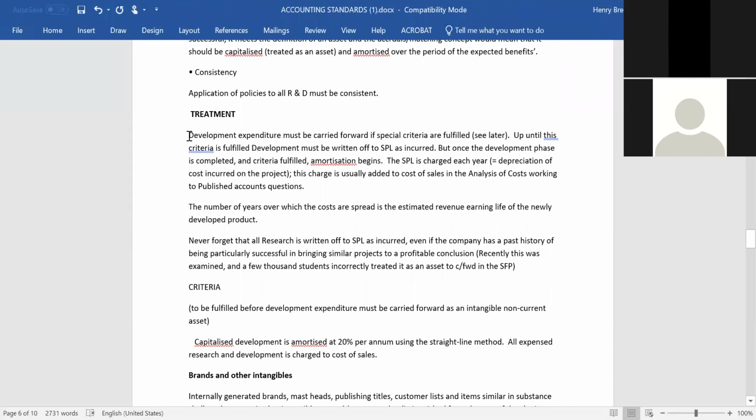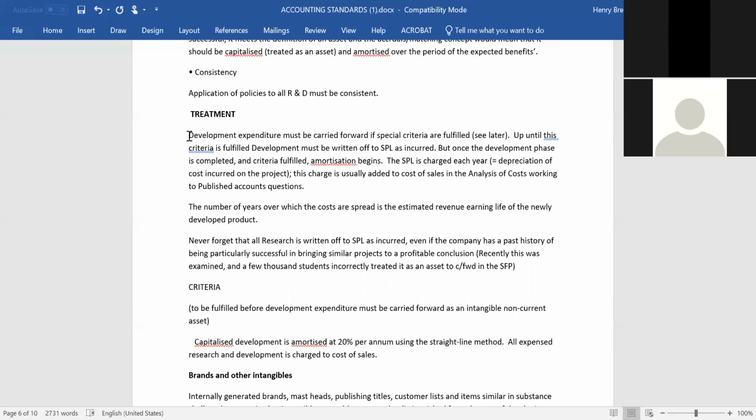Development expenditure must be carried forward if special criteria are fulfilled. That is, before we say that we are capitalizing, it should meet the development cost criteria. Up until this criteria is fulfilled, development must be written off to the statement of profit and loss account. So we have a specific criteria that is supposed to be met. If it doesn't meet it, then we treat development as an expense. If it meets it, then we can capitalize it.